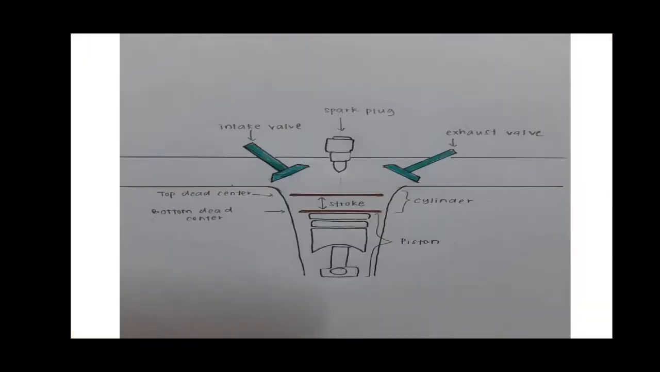This is the picture of the Otto engine. The cylinder is the space in which the piston travels up and down. Top dead center is the farthest point of the piston's upward travel. Bottom dead center is the farthest point of the piston's downward travel. A stroke is when the piston travels from bottom dead center to top dead center or vice versa. The intake valve introduces the air and gasoline mixture into the cylinder, while the exhaust valve evacuates the unburned gases from the cylinder.